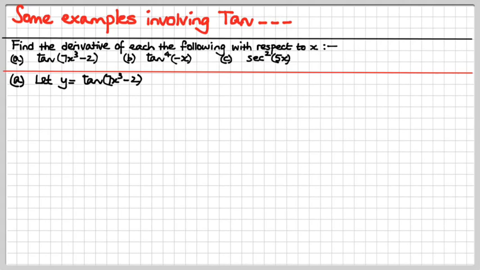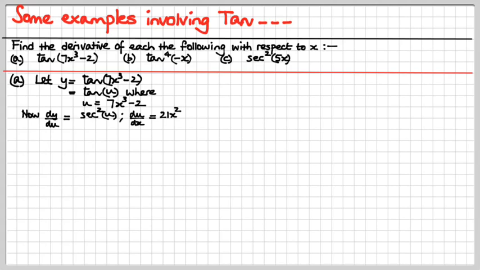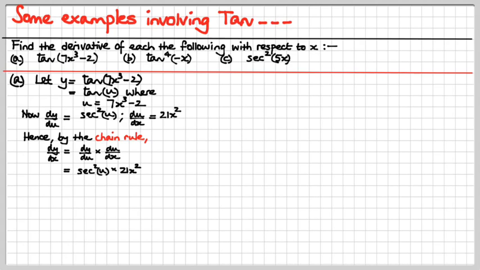A today. Yes, now, see, that's what you do. Now, immediately you know that dy du is sec squared u, and du dx is actually 21x squared. So you just use the chain rule and you plug and play. There you go. Now dy du was, what was dy du? Sec squared u, and du dx was 21x squared, yes?